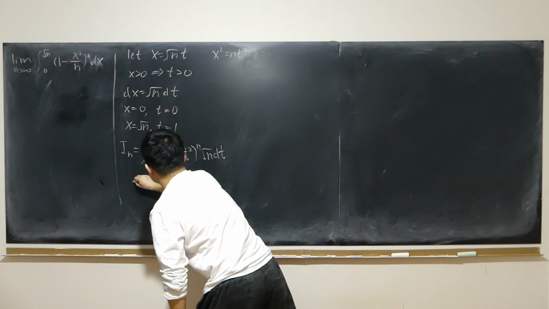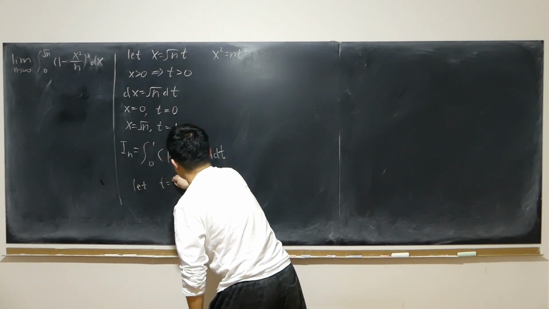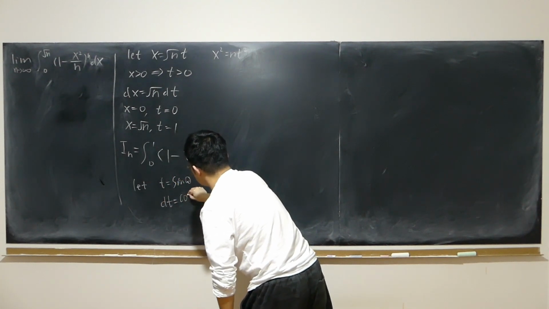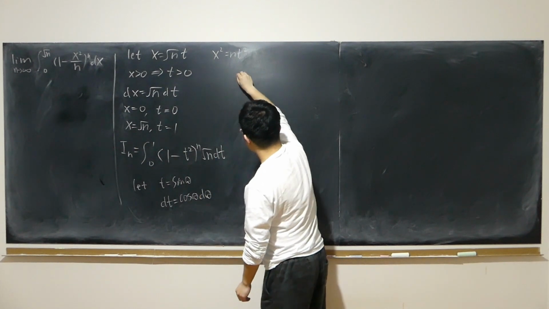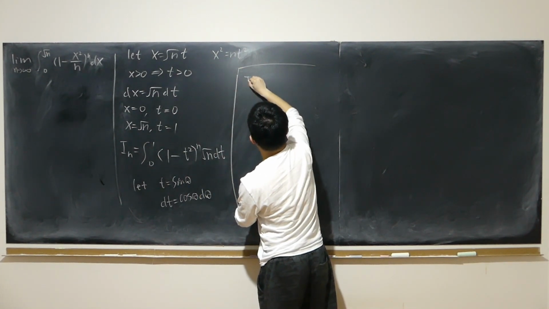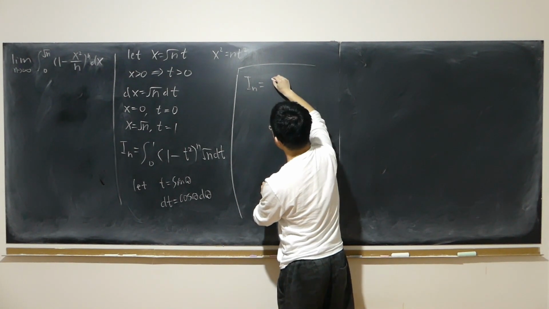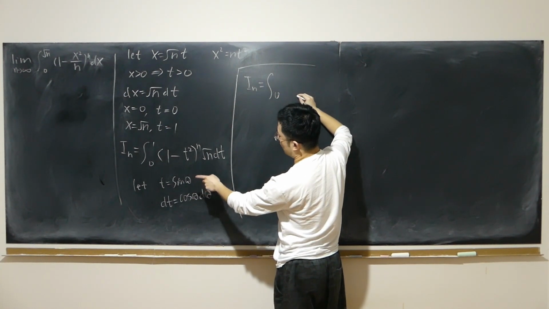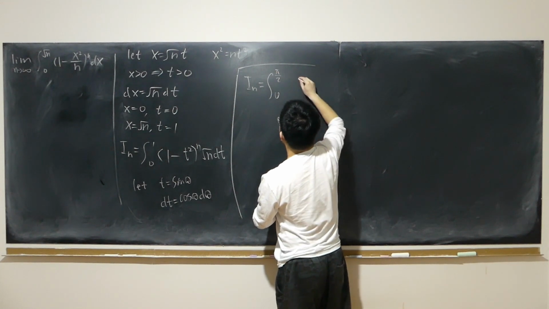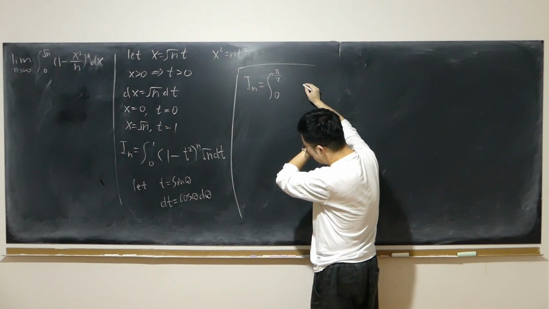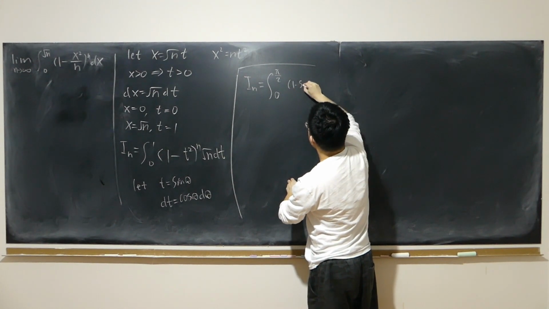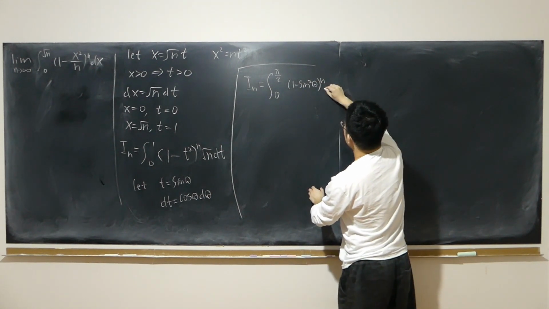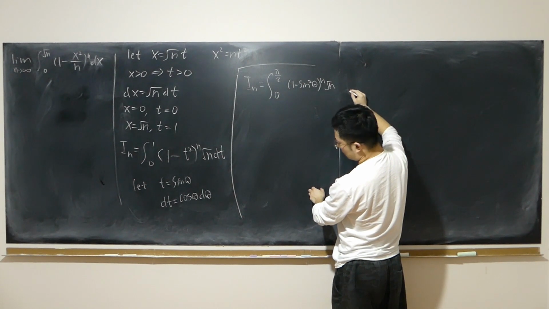So again, I can let t equal sine theta. That way dt is equal to cosine theta d theta. This time our new boundaries: when t is equal to 0, theta is equal to 0. When t is equal to 1, theta is equal to half pi. So this time I should have (1 minus sine squared theta) to the power of n times square root of n times dt, which becomes cosine theta d theta.